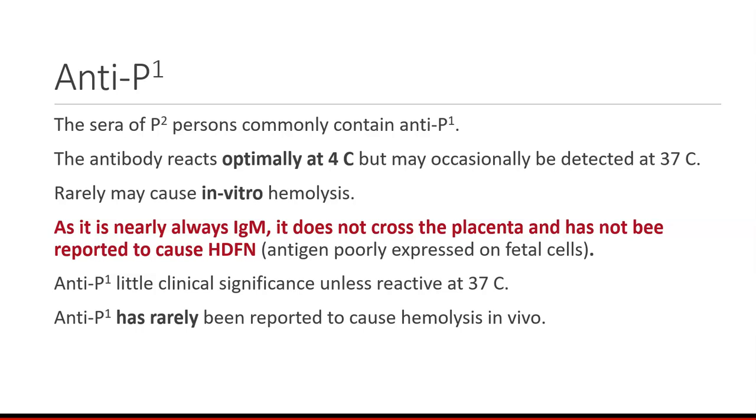So what antibody class? IgM. But it may occasionally be detected at 37. It rarely may cause in vitro hemolysis. As it's nearly always IgM, it does not cross the placenta and has not been reported to cause HDFN. And in addition, the antigen is poorly expressed on fetal cells. Anti-P1 is of little clinical significance unless it's reactive at 37. Anti-P1 has rarely been reported to cause hemolysis in vivo. There's always those unicorns.